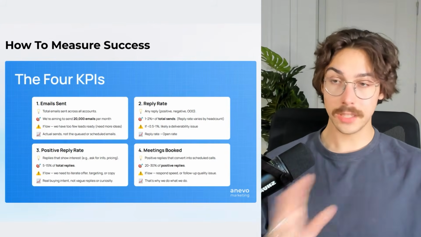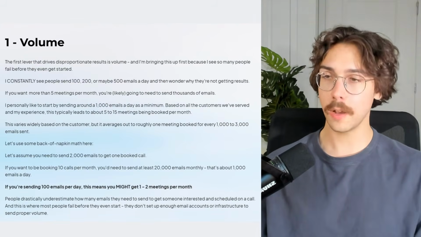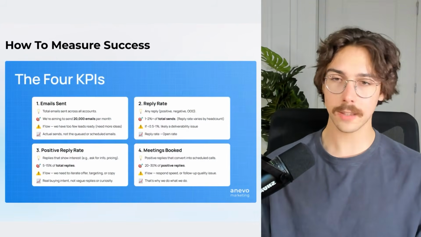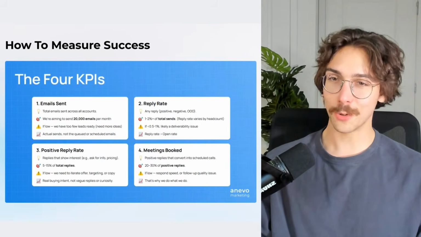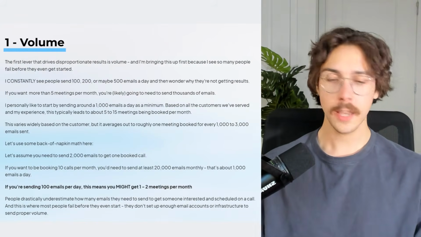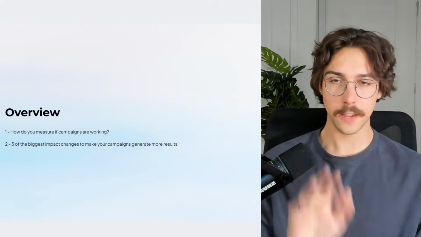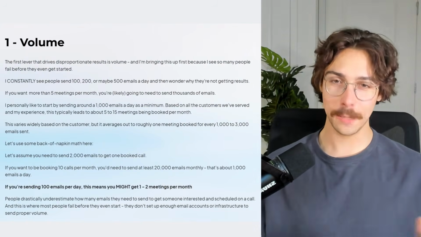Now, emails sent. This is actually the first topic we're going to talk about in how you can improve your results. Now that you have a general idea, hopefully you start to track these things if you're sending cold emails, and if you're not, you can get a pretty general idea for when you start. First thing we're going to talk about is volume. This is the point I'm talking about of the 5 biggest impact changes. The first biggest impact change is volume, or how many emails you are sending.